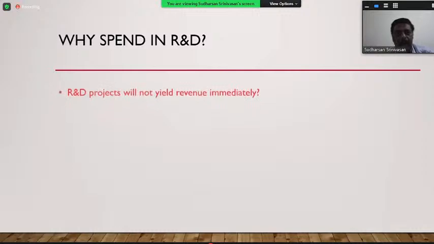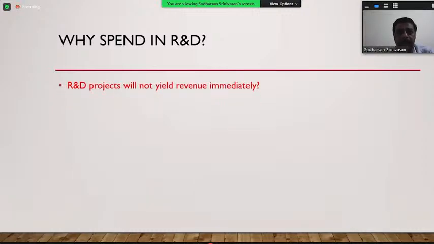So why R&D? Let me talk about some of the cons, to even think about why we should be spending on R&D. If you're not aware, R&D projects typically don't yield revenue immediately. I know this is not something we talk about in college, but when we talk about a business, revenue is very important. Take any company you might know, for example HCL Technologies or Tata's concerns. When they make a product, they have to generate money so that they can continue to do business. So R&D projects are not going to give revenue immediately.